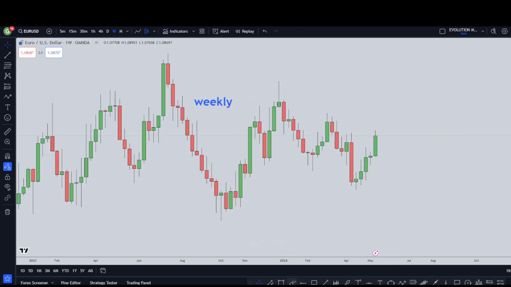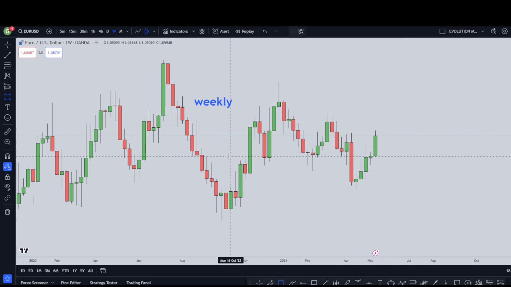Dropping to the weekly, what we see is that price right here created an area of minor resistance before breaking above it, then coming back down to retest it, and was rejected at this area, came back again, was rejected again, came back the third time, was rejected again, before it finally broke through to the downside, and now it has broken back to the upside.